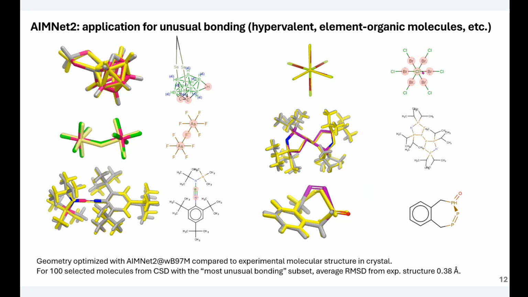And our idea was, can AIMNet at least not explode with the structures? It works. At least we can do geometry optimizations and have decent quality of optimized structures. Overall, RMSD 0.4 angstrom from the crystal structure geometry, which is, again, I would say decent.